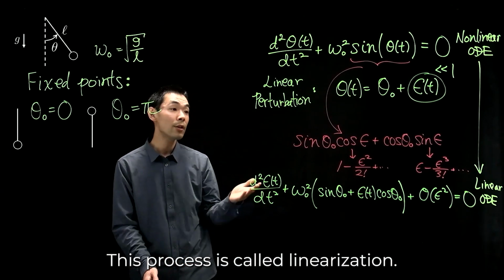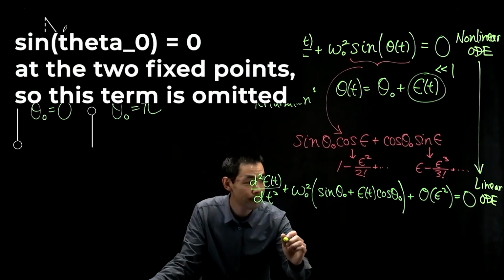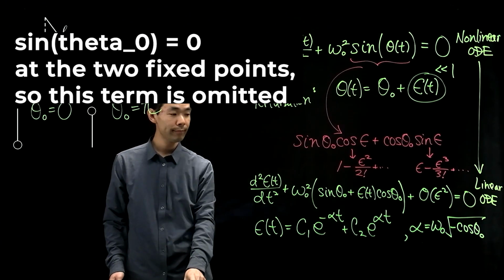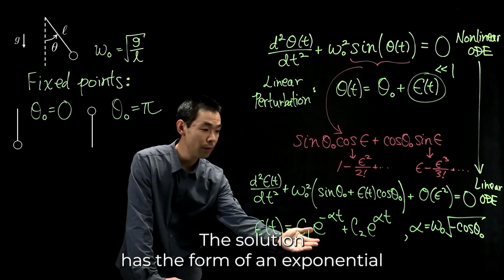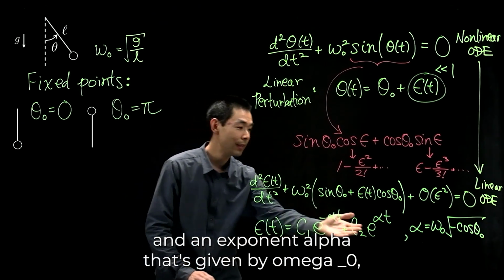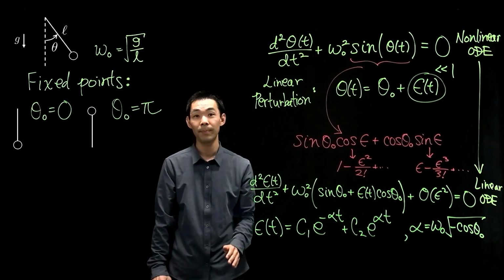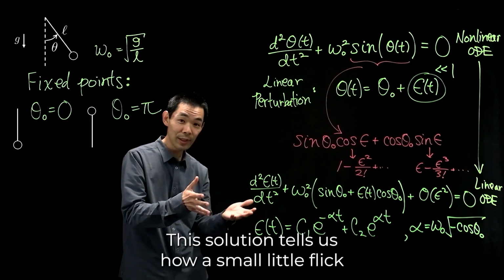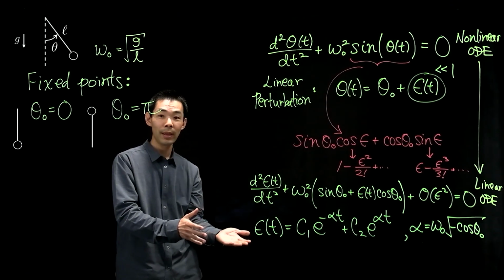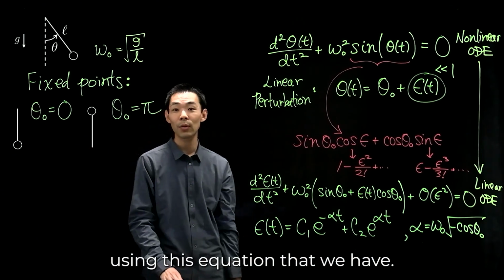This process is called linearization, and this linear ODE has an easy solution given by the solution has the form of an exponential with two constants of integration c1 and c2 and an exponent alpha that's given by omega naught, the natural frequency, times the square root of the negative of cosine theta. This solution tells us how a small little flick that we gave to a fixed point changes as a function of time. And we can now evaluate the solution of these two fixed points using this equation that we have.